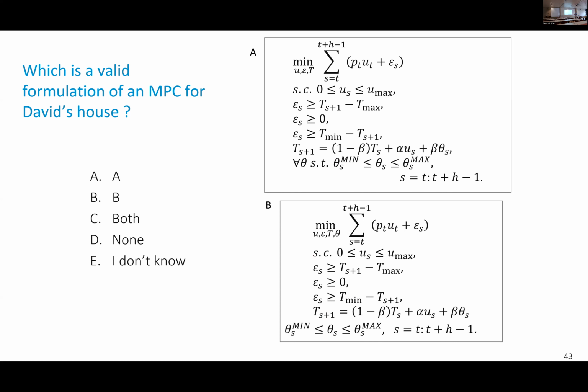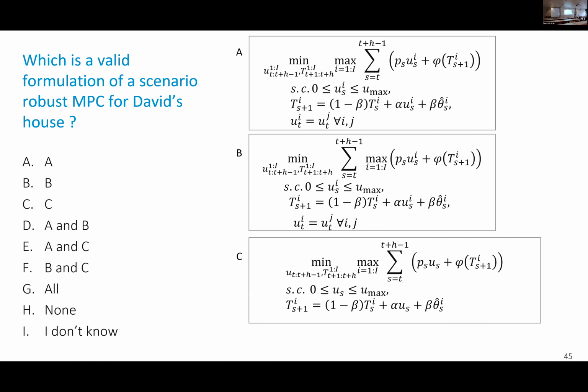In fact, the reason we do the MPCs the way we do it is that exactly it's difficult to add the quantifier other than doing the kind of scenario-based MPC we have discussed here. So now if we want to do it correctly, which one is a valid formulation of the robust MPC for David's house? Back to this question.